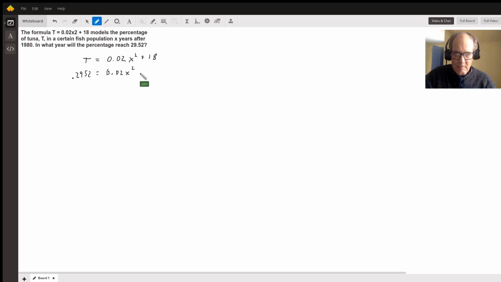So plus 18, which notice if you did that, then you're going to get a negative number over here. When you subtract 18, you're going to get a negative number. You're going to have a square root of a negative number, which you can't do. So this must be this way.